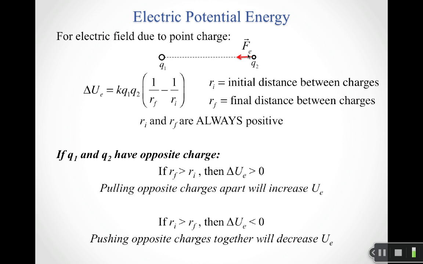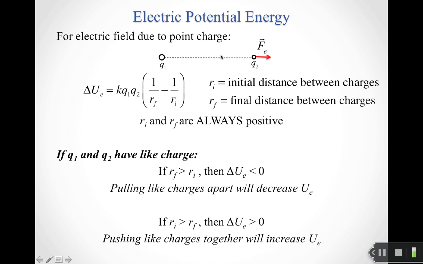Again, they want to come together. I'm increasing the potential energy by making them do the opposite of what they want to do. If I let them come together, then they're doing what the electric force wants them to do, and the potential energy will decrease.